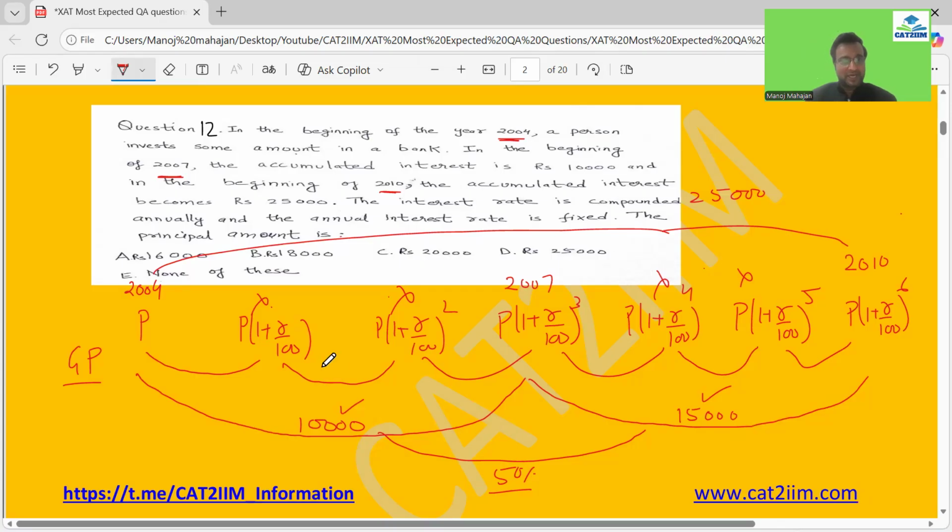So what we can understand is whatever principal you had, if you had calculated 50% of that principal or the investment what you had, it would amount to 10,000 because that is the interest what you are getting in the 3 years, right? So if I calculate 100% of it, that would be double of this, that is 20,000, which is your option number C over here. So it's a wonderful way which I have taught you over here.